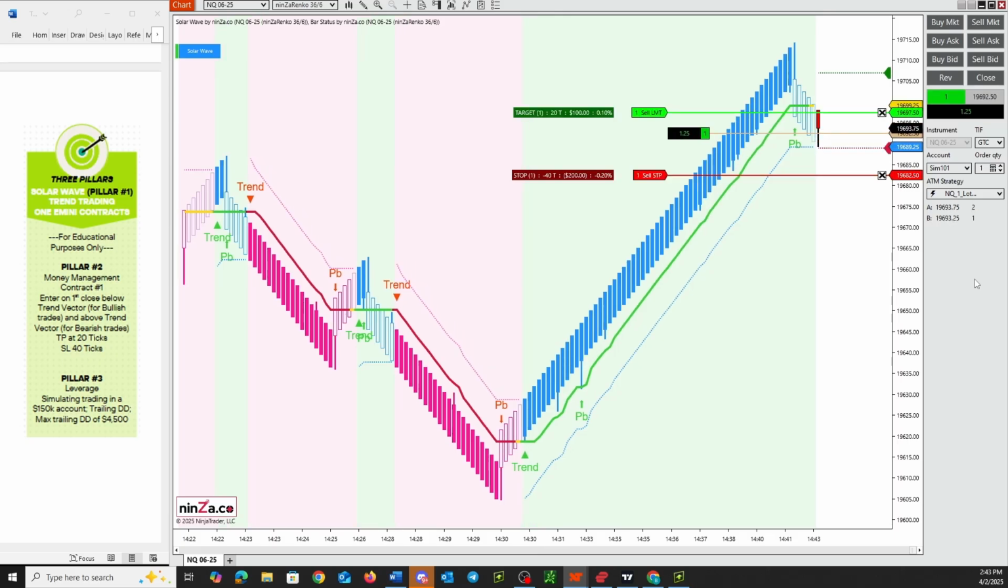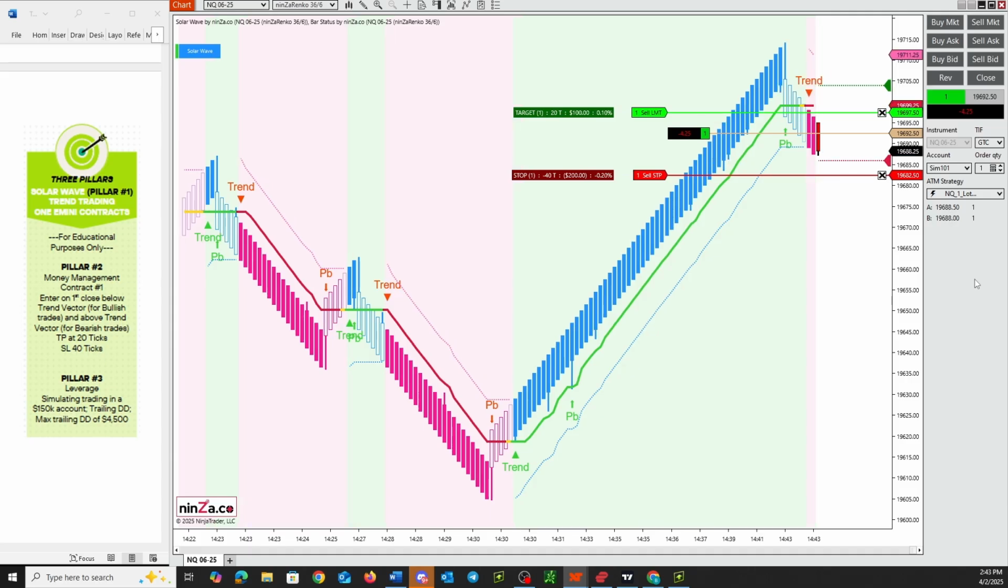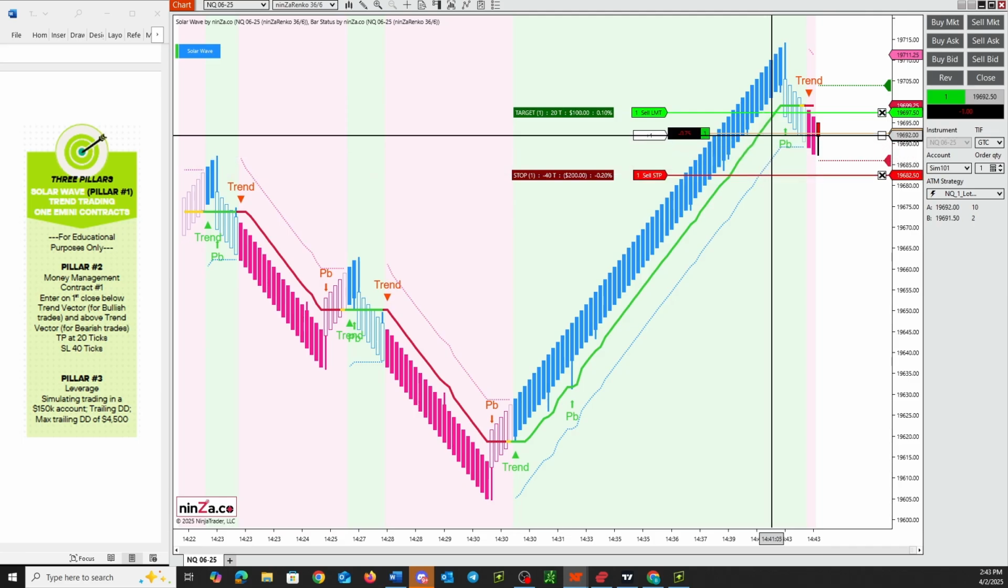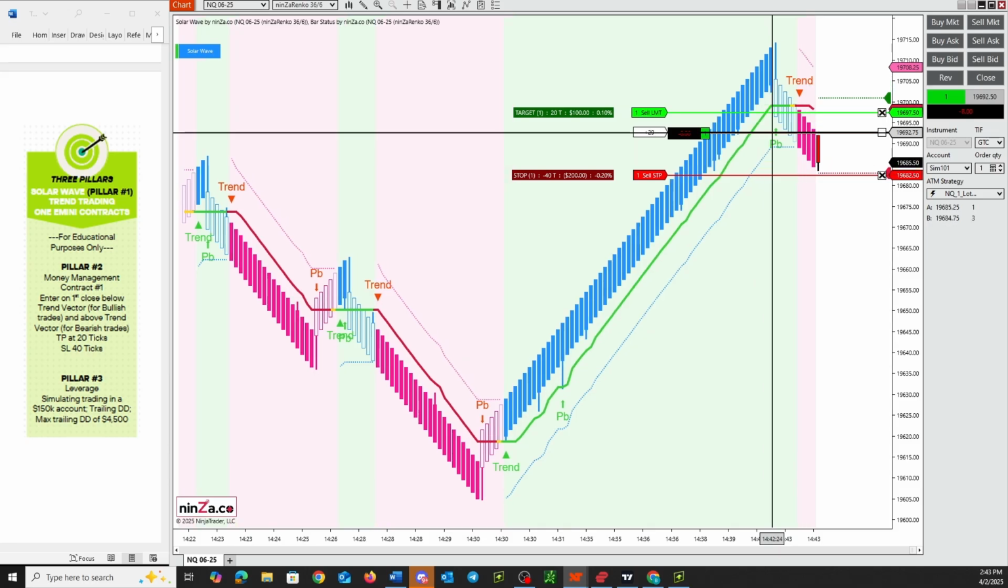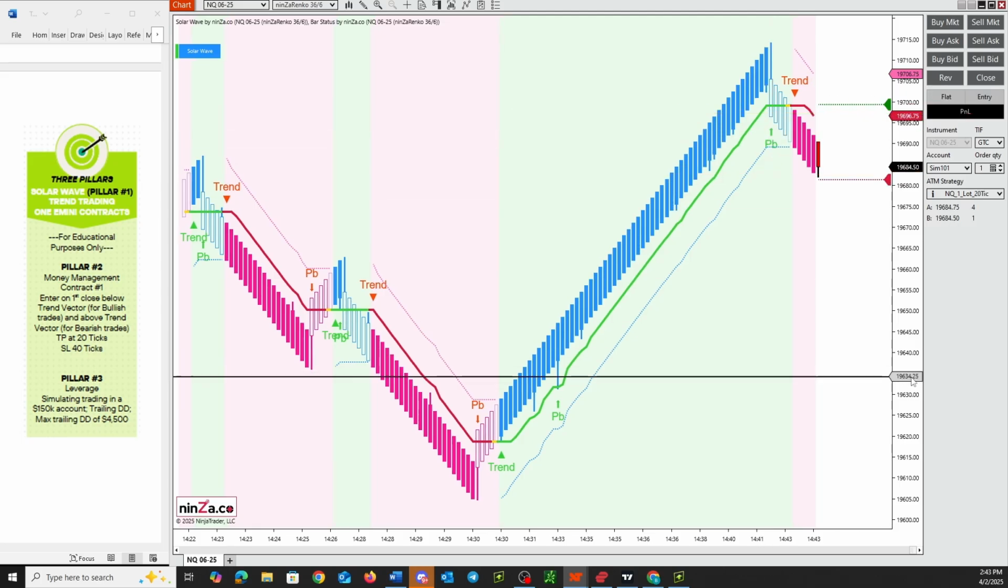All right, we're in. Let's see if we get anything here. We triggered the short side while I'm still in the trade. If we get back above that, I'll try to go to break even as quick as I can. Come on, pop back above. Yeah, figured she's going to come down hard.